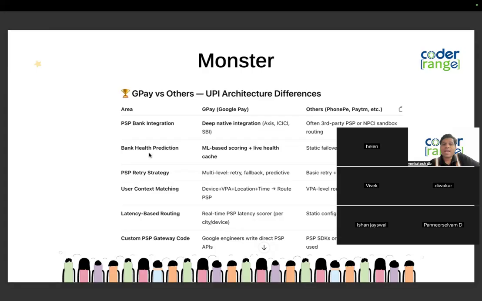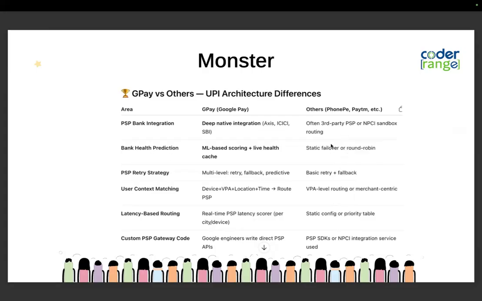Second thing, bank health prediction. Now, if you see, Paytm started using our own logic, right? We are using a router and a handler and all. But Google Pay uses machine learning based scoring, and they use live health caching also. And for retry strategy, they do multi-level retry. We do a basic retry. I mean, now we have also improved to multi-level, and a lot of aspects of it. Google Pay has better latencies and faster processing time, and they write directly to PSP APIs and interact with them.